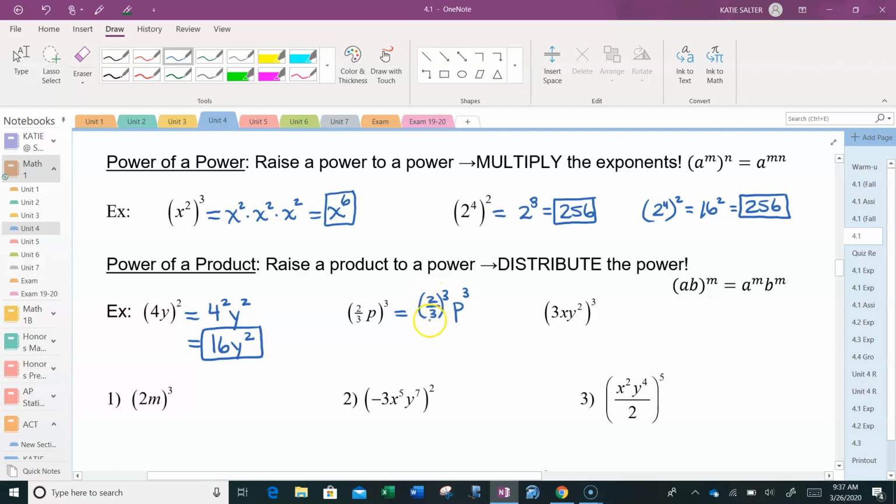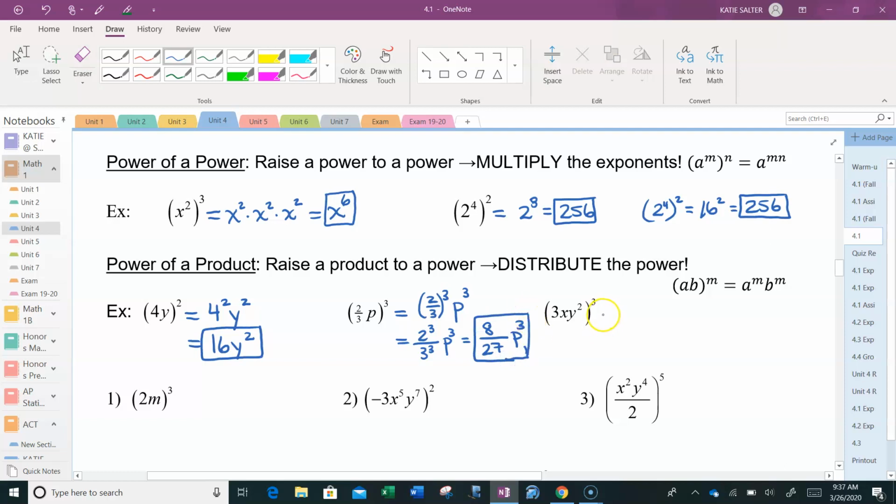Whenever you raise a fraction to a power, you just raise each part of the fraction. Like the 2 is like a base and the 3 is like a base. So that's really saying 2 cubed over 3 cubed p cubed. And then if we work that out, 2 cubed is 8, 3 cubed is 27 times p cubed. And that would be our final answer.